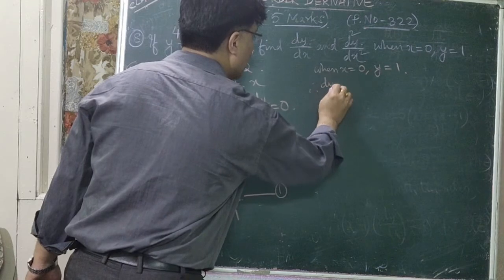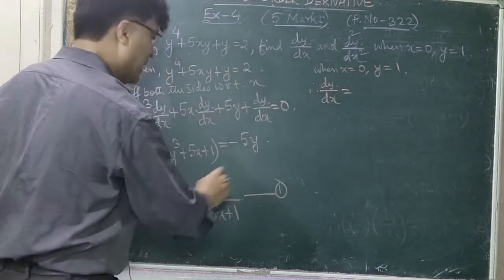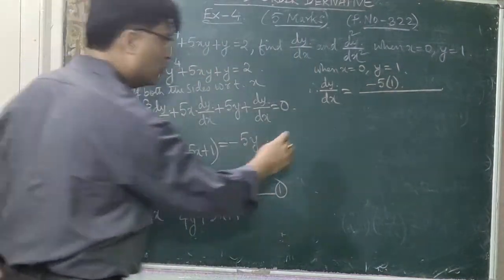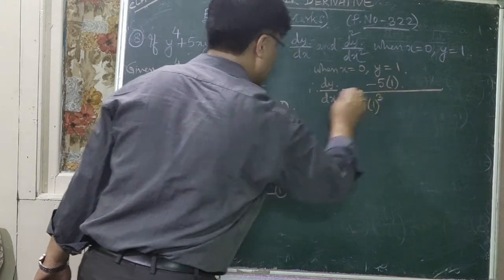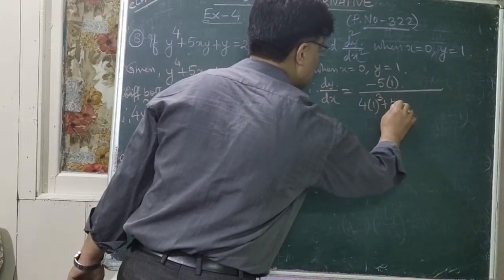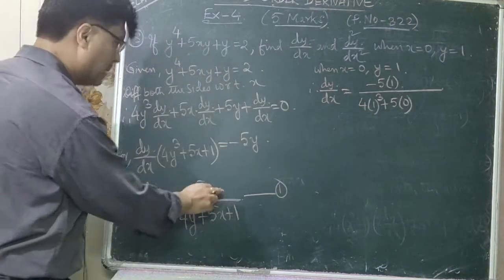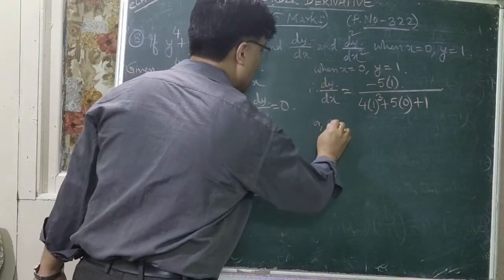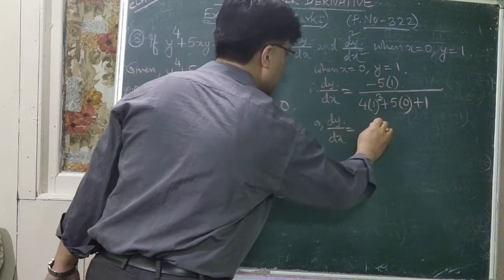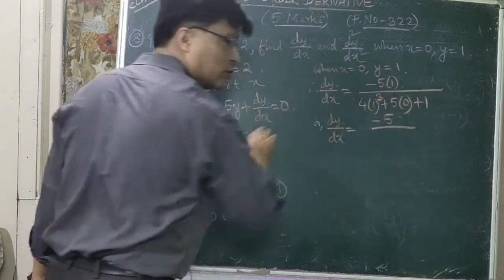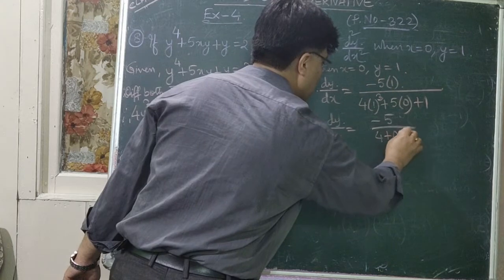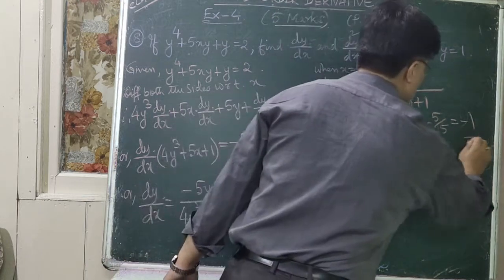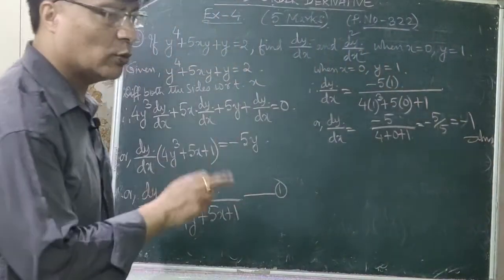So therefore dy by dx is equal to minus 5 into 1, y is 1 here, divided by 4y cube, 4 into 1 whole cube, right, plus 5 into x, which is 0, and plus 1 is there, so it is plus 1. Okay, let us simplify it. What is the value for dy by dx now? Dy by dx is equal to minus 5 divided by 1 whole cube is 1. 4 ones are 4, plus 0 plus 1, which is equal to minus 5 divided by 5, which is equal to minus 1. So the value for dy by dx is equal to minus 1.